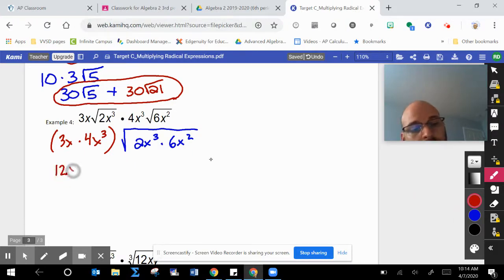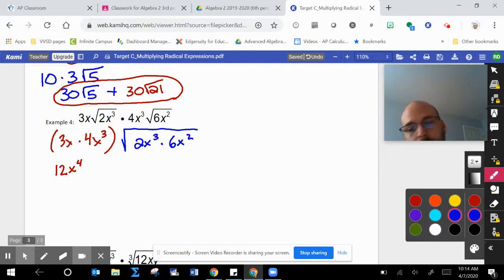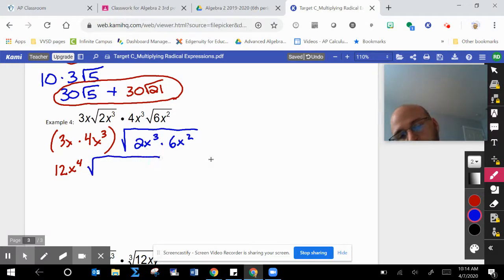I have a 12x to the 4th on the outside, and on the inside, I have a 12x to the 5th. Now, what I want to do is break this down. I want to reduce it. So the first step is, do you know how to multiply 2 radicals together? If you can do this, you're on the right track. The second step is, now how good are we at reducing?